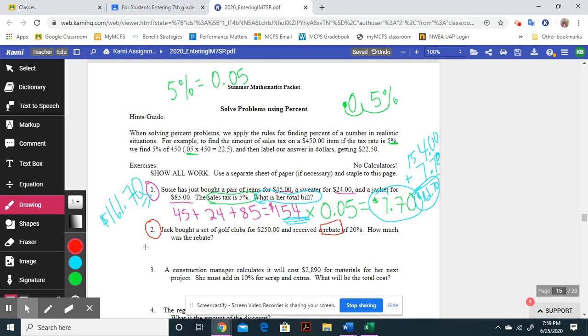For this problem, all you do is multiply. There is no adding because there's no total. So you're doing 250 times the decimal version of 20%. Remember, you take the 20% and move it over twice. One, two. So it's going to be 0.20. 250 times 0.20 equals $50. So the price of the rebate was $50.